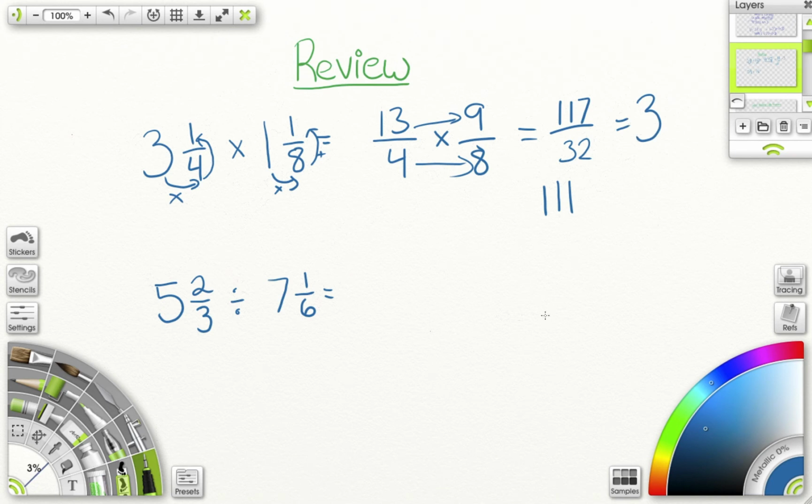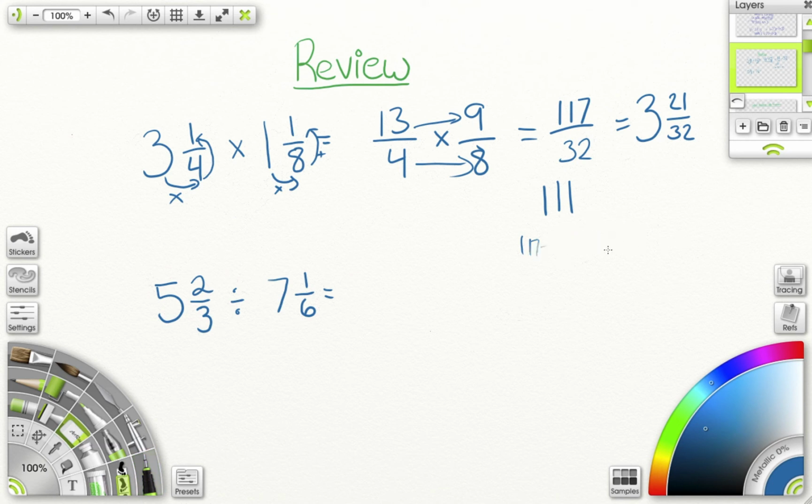What's left over is 32 times 3 gives me 96. So I take 117 minus 96, and that will give me whatever is left over. That gives me 21. So I have 3 and 21 over 32. I see if I can make this number smaller. In this case, I will not be able to. So that's my final answer.